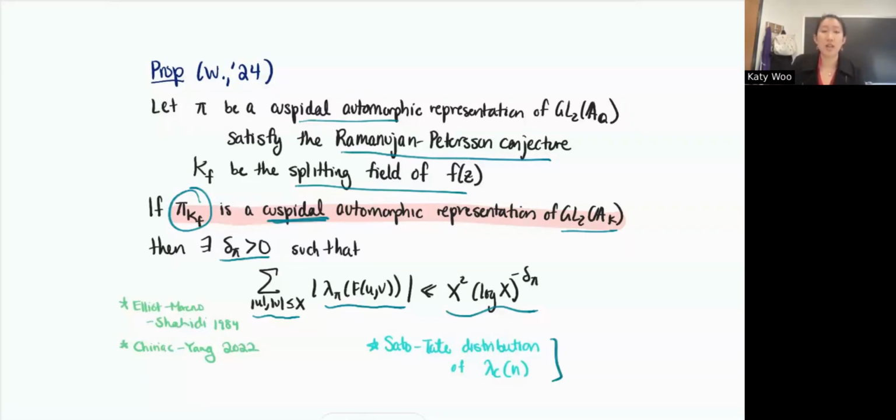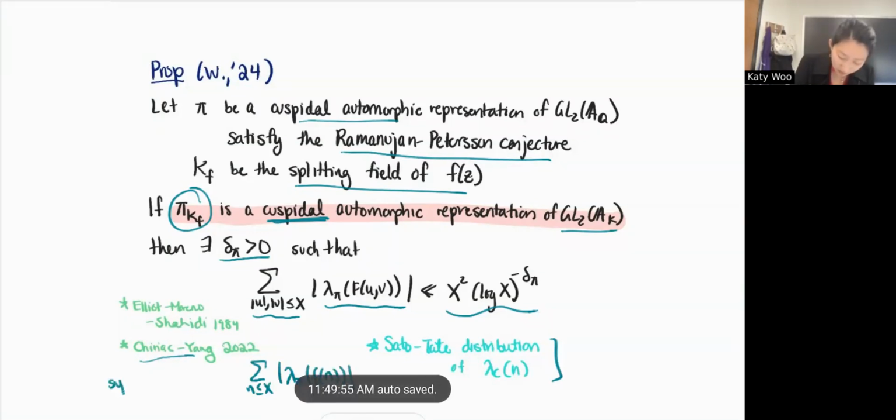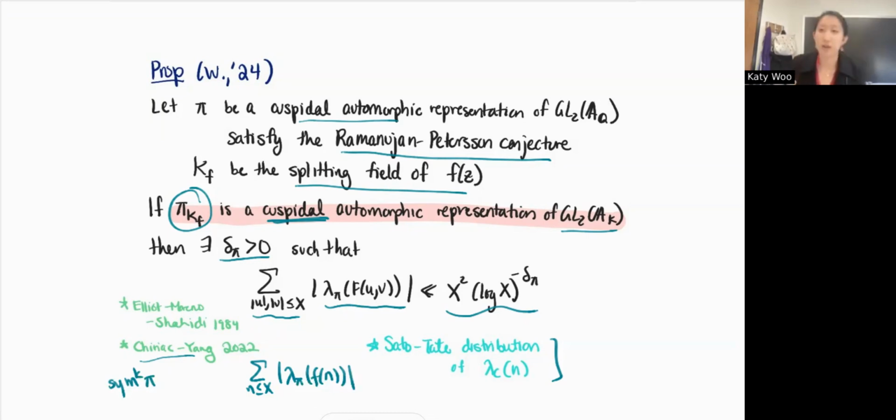So I should mention that there are some previous results in this direction. So Elliott, Moreno, and Shahidi in 1984 looked at the case where f of uv is a linear polynomial. So it was actually a one variable linear polynomial, so it's just n. And then recently, Chiriac and Yang looked at the case of single variable polynomials. So they looked at the sum of n up to x of lambda pi of f of n, where they assumed that the symmetric powers of pi were always cuspidal.